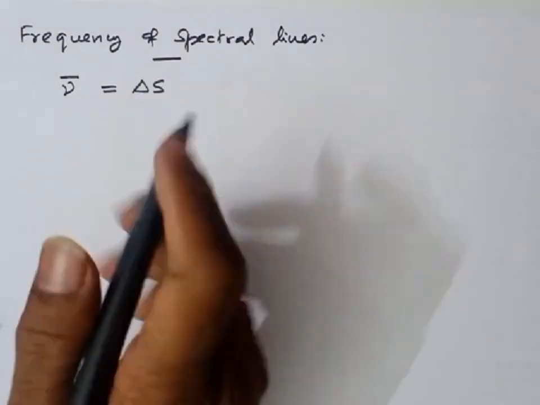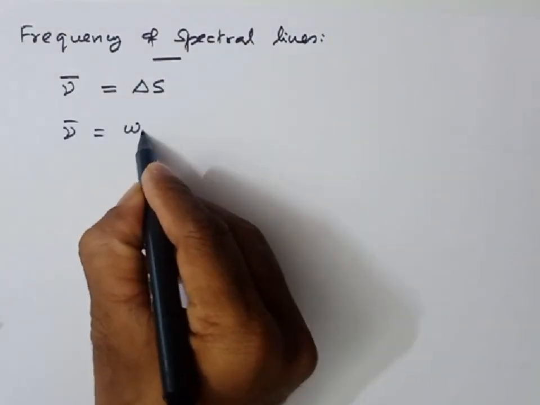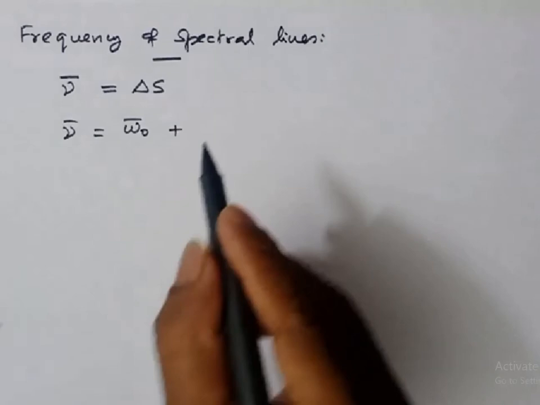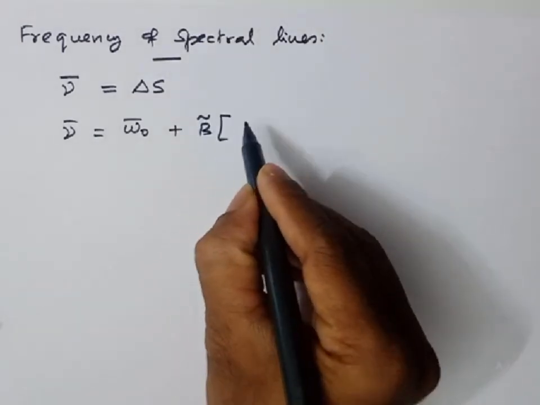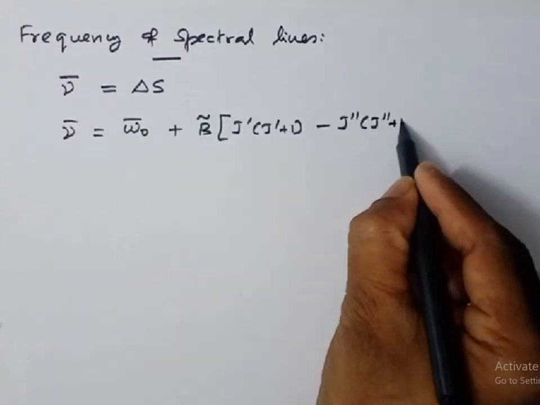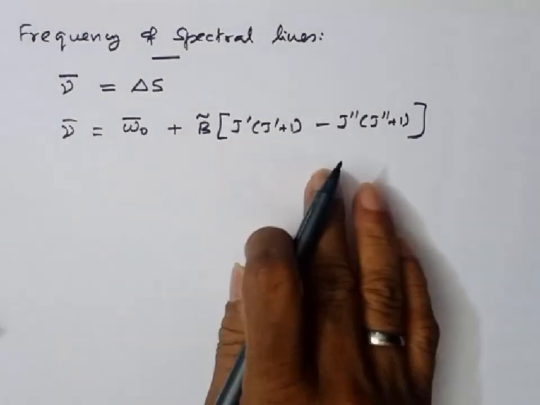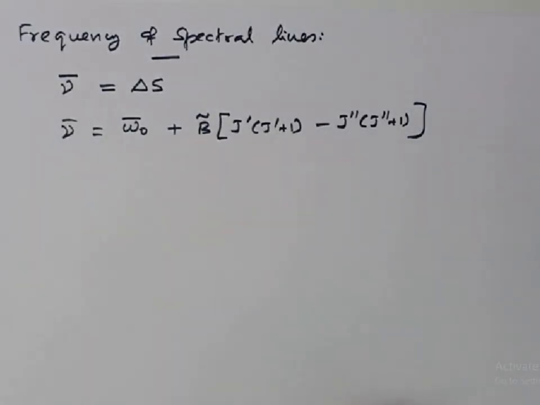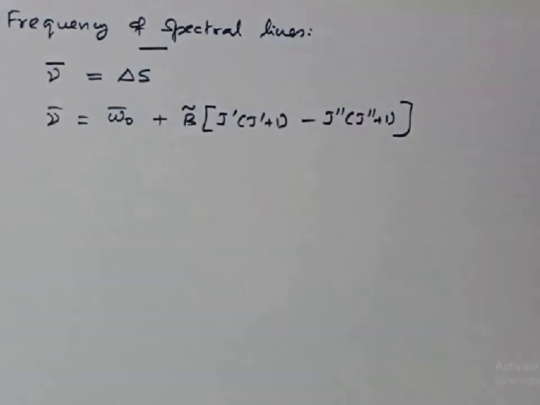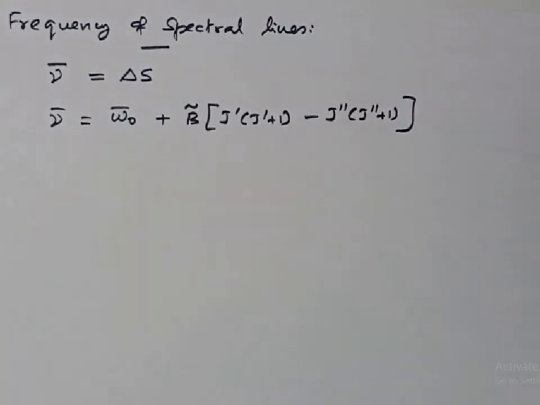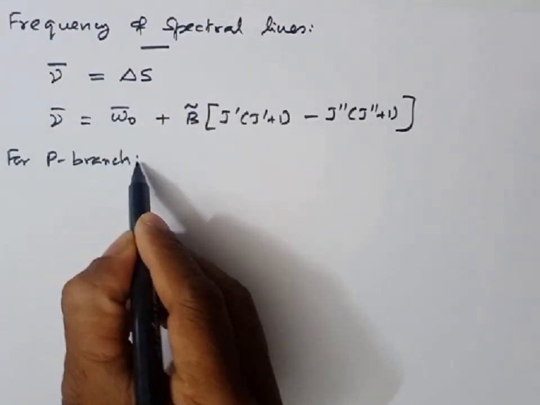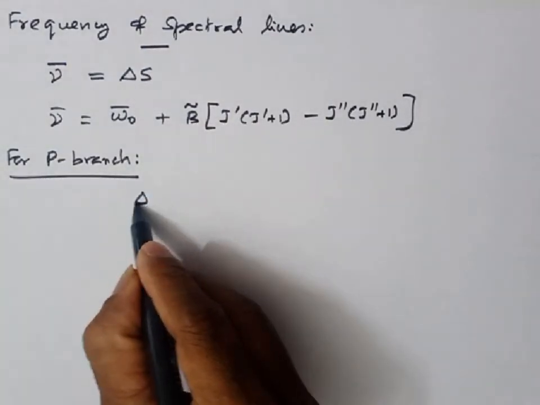So nu bar equals delta S. Therefore, nu bar equals omega naught bar, where omega naught bar is nothing but the band origin. Then we have the formula B into J prime into J prime plus 1, minus J double prime into J double prime plus 1. Correct? Students, is this formula correct? The frequency of the spectral line is nothing but the energy required for transition in wave number. Now, students, observe carefully for the P branch. For the P branch, you know very well, what is delta J?